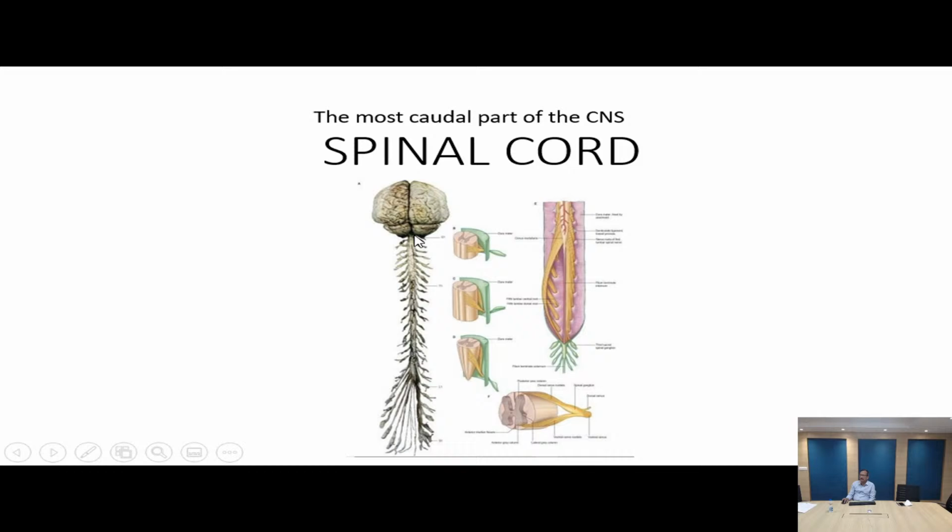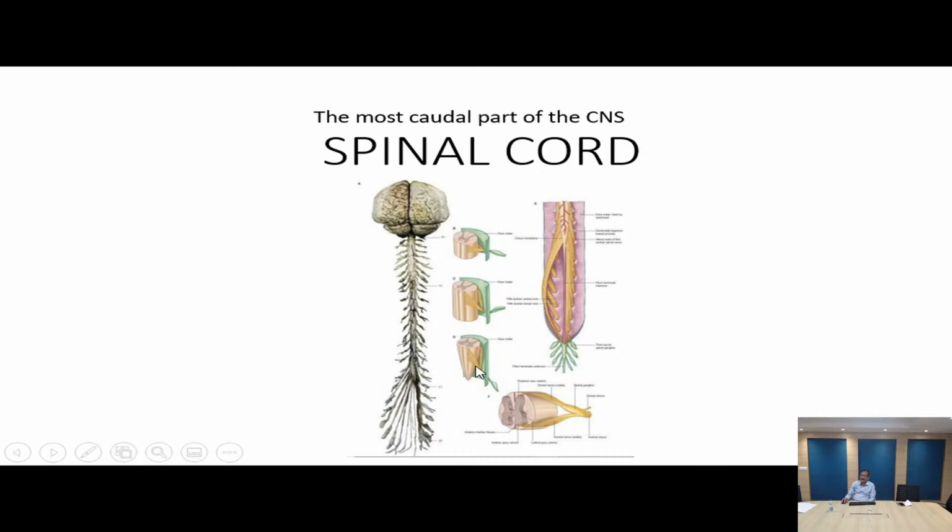So the spinal cord begins at the upper border of the first cervical vertebra. What is the other name of the first cervical vertebra? Yes, it is the atlas vertebra. Where does it end? It ends at the level of the lower border of the first lumbar vertebra. You know there are 7 cervical, 12 thoracic, 5 lumbar, 5 sacral, and 4 coccygeal vertebrae. So the spinal cord ends much higher up, at the junction between the first and the second lumbar vertebrae.